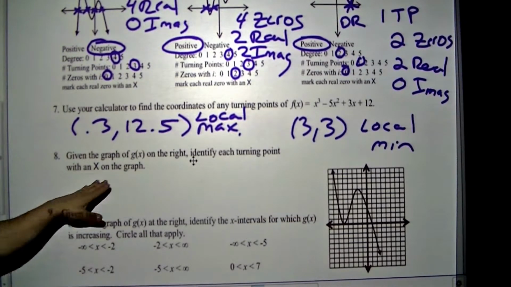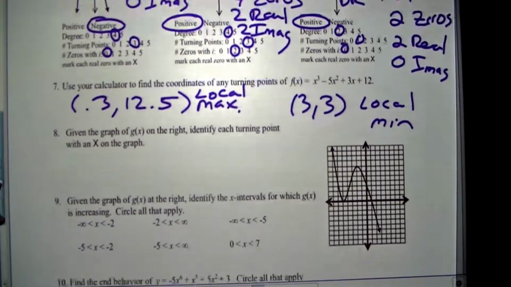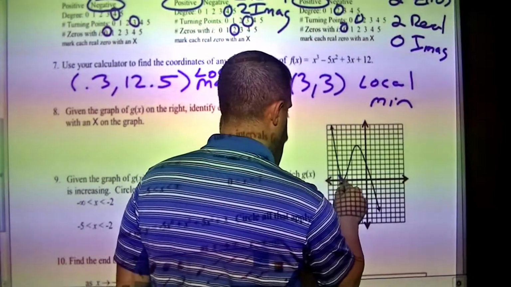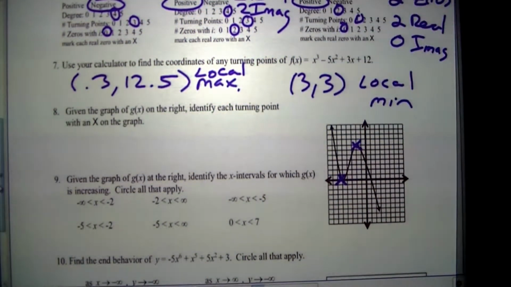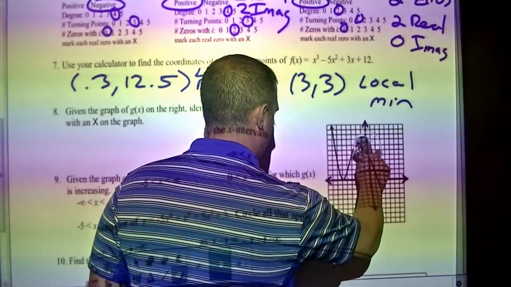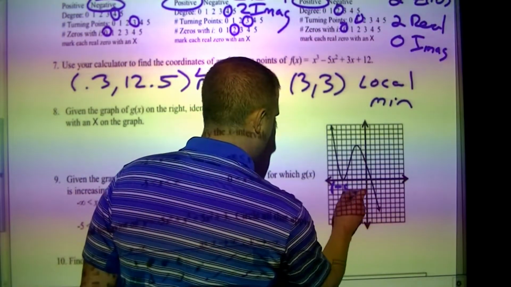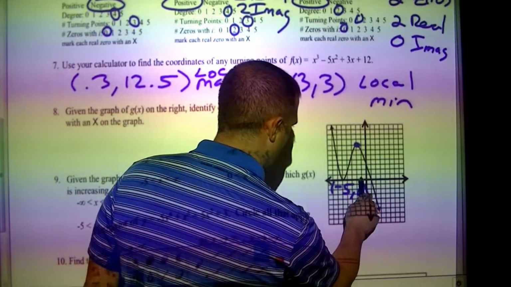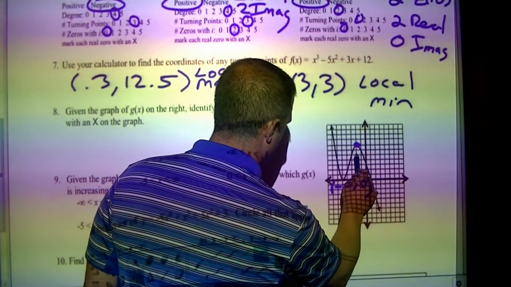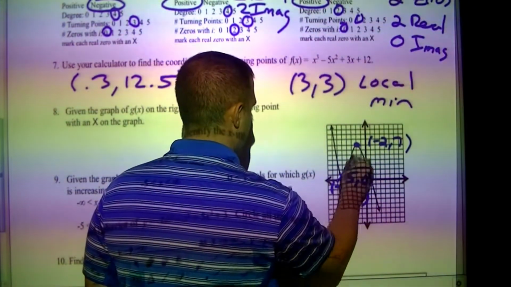Given the graph of g of x on the right, identify each turn point with an x on the graph. Okay. So my turn points are going to be here and here. Given the graph at the right, identify the x intervals. Let me erase that real quick so I can count. 1, 2, 3, 4, 5. So that's -5, 0. Then 1, 2, 3, 4, 5, 6, 7. So -2, 7. Okay, here are my turn points.